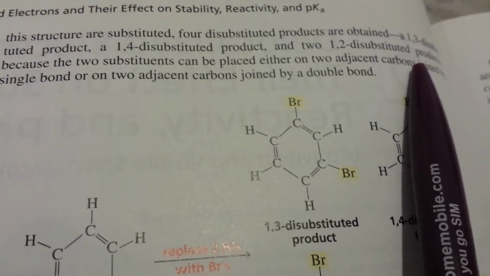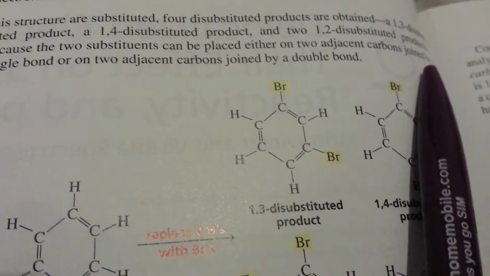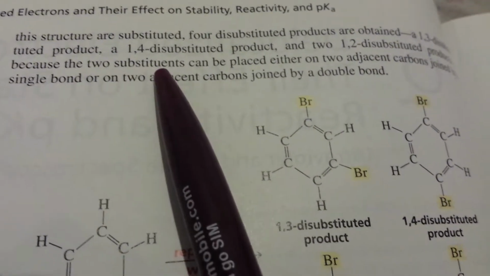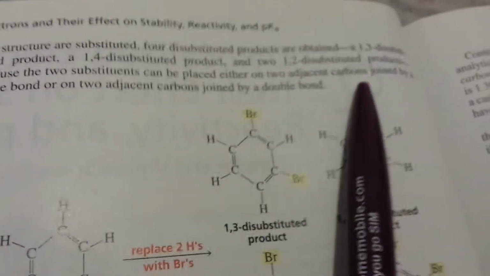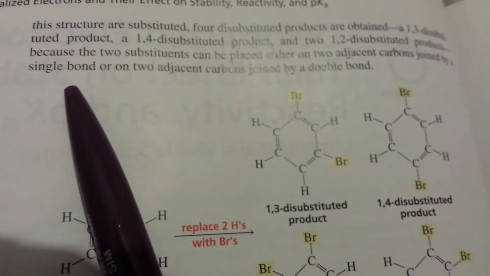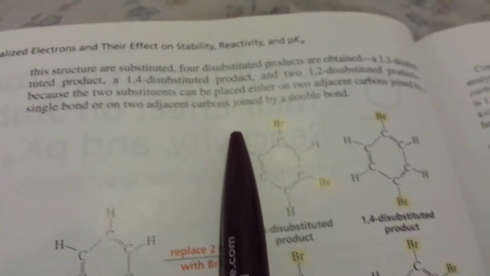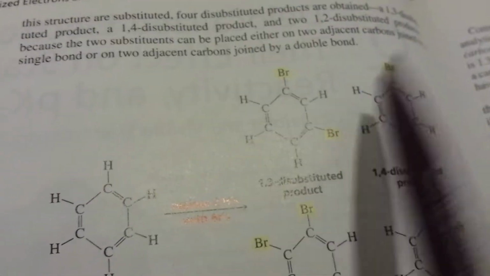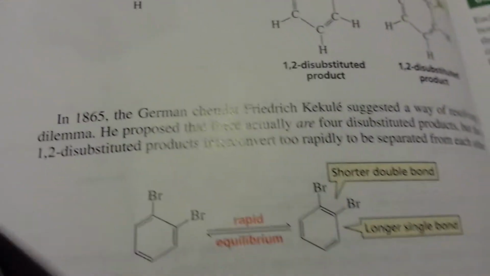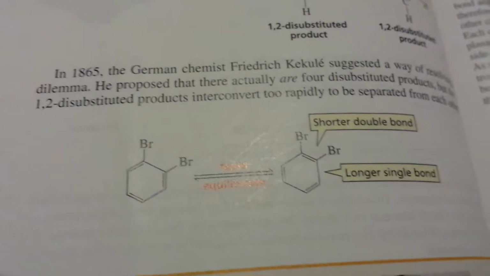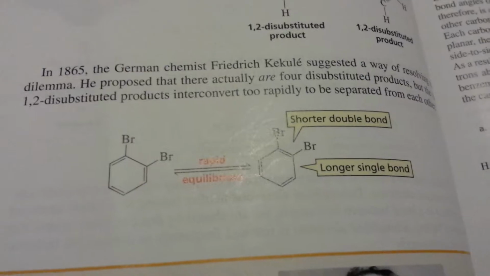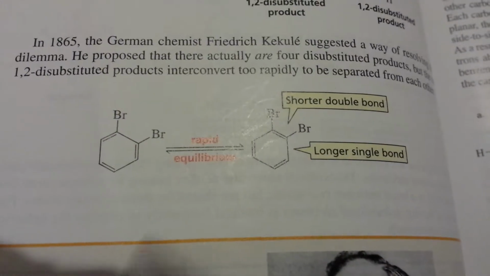So for 1,2 there are two products, because the two substituents can be placed either on two adjacent carbons joined by a single bond or on two adjacent carbons joined by a double bond. Now we move a little bit further, to try to make it clearer for you.